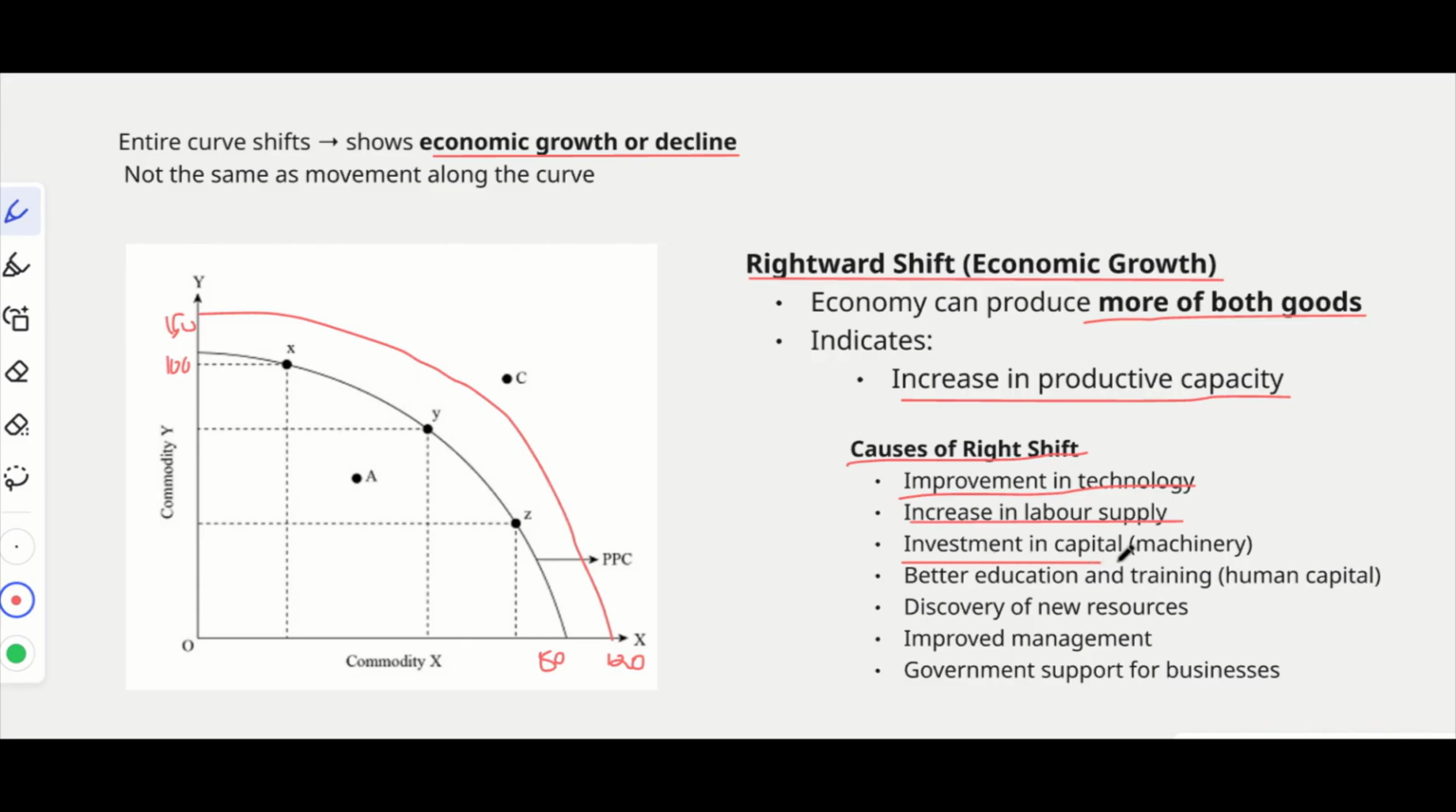And investment in capital. So when the investment in capital increases, the owner buys more productive machines or newly technologized machines, etc. It can improve the productivity. And better education and training, so the human capital, right? Whenever we are educated, when we learn about new technologies or new ways of production, that can also increase the productivity. And discovery of new resources.